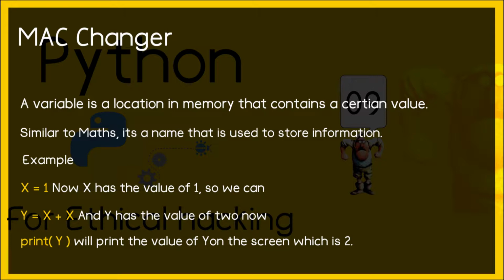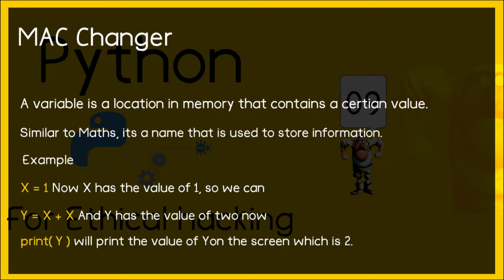A variable is a location that contains a certain value. You can consider it as a box in memory which is used to store a value or something like that. So you can consider it as a box where we can store a certain thing. In computer language, it could be either a string, an integer, a whole number, or a float number, and much more.